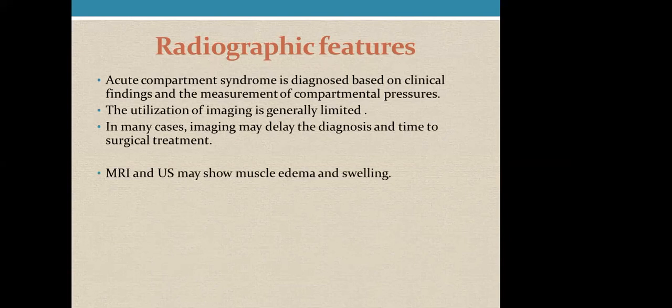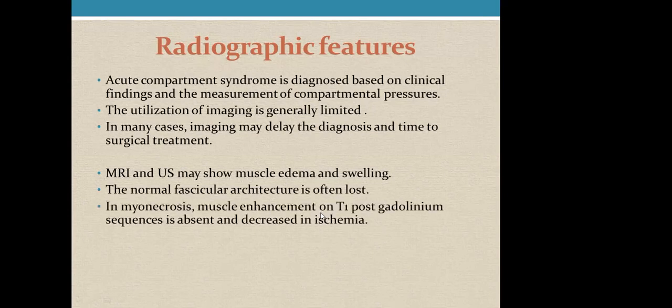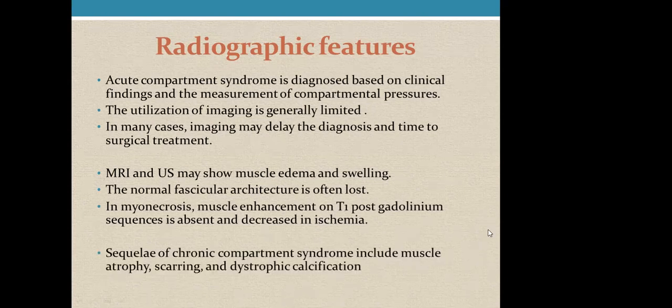But if we do it, we have two ways, either MRI or ultrasound, which may show the muscle edema and the swelling. The normal fascicular architecture is often lost in the compartment syndrome. In myonecrosis, muscle enhancement on T1 post-gadolinium sequences is absent or decreased in ischemia. Sequelae of chronic compartment syndrome include muscle atrophy, scarring, and dystrophic calcification.